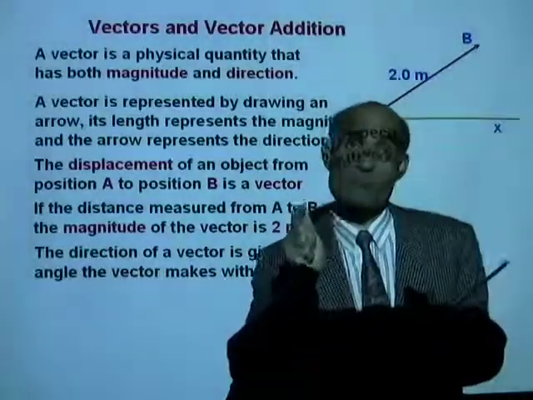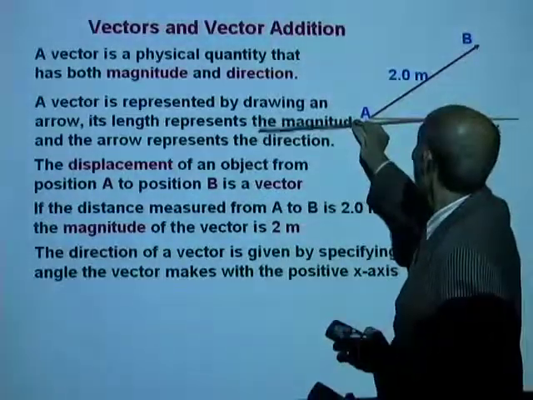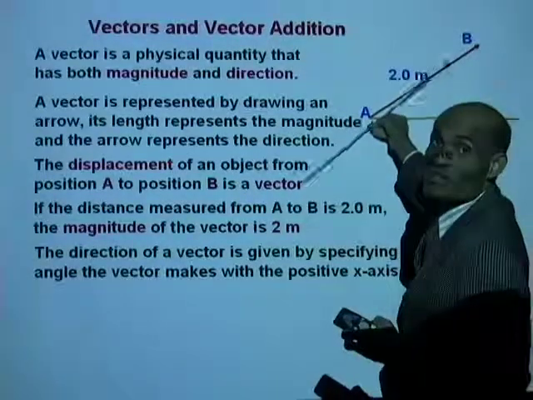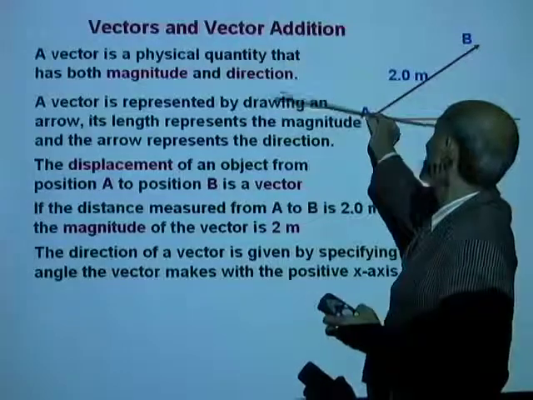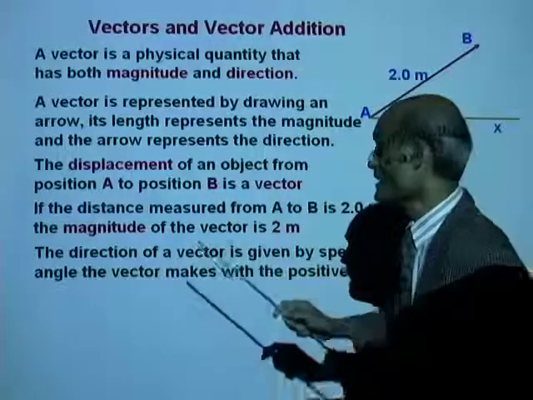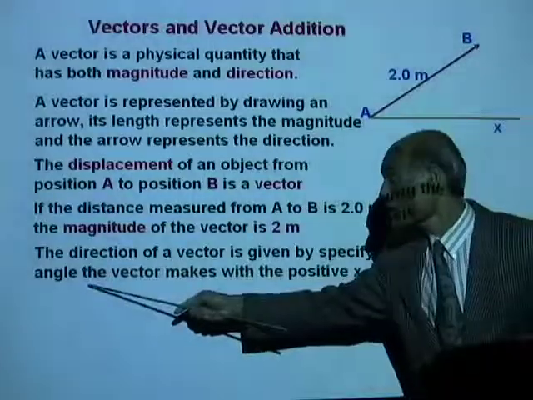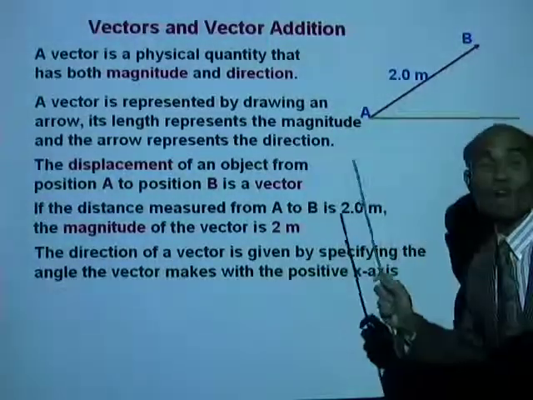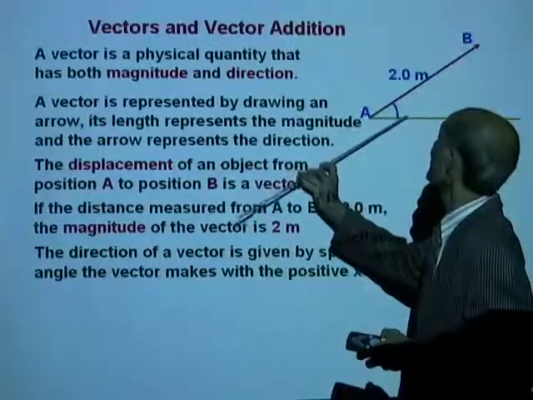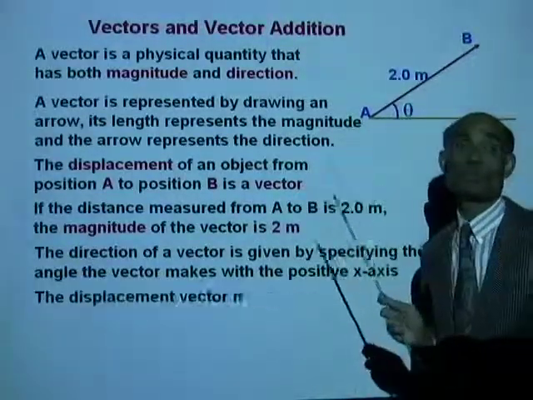Remember, an angle can be positive or negative. The angle measured counterclockwise from the x-axis is a positive angle. If the angle is measured clockwise, it will be a negative angle. Is that right? So the direction of a vector is given by the angle the vector makes with the positive x-axis. There, the angle measured counterclockwise with the positive x-axis, and the angle is theta.